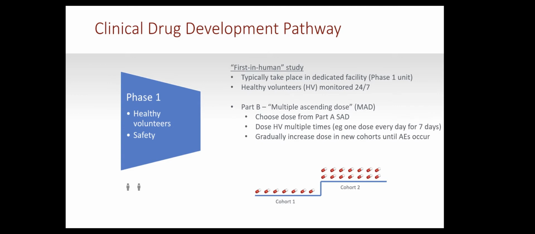This is the multiple ascending dose, so the MAD part of the study. So we'll choose a dose from part A, and the purpose here is to give multiple doses. So a patient, for example, or a healthy volunteer, will receive one dose every day for 7 days. And again, we'll look to see side effects, and if none occur, then we can actually try 2 doses every day. And we'll carry on this. This helps us understand where it really starts getting side effects occurring, which may limit how high we can dose. And the purpose of this is really to inform the starting dose for our phase two.